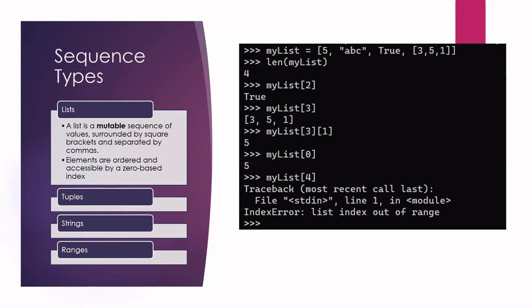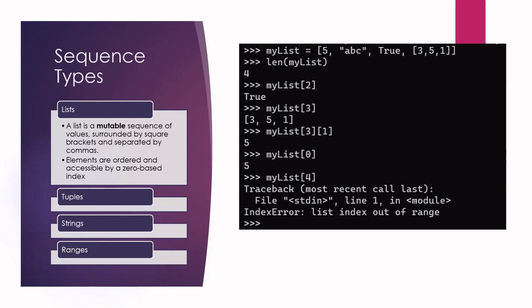Now, len will give you the size. You can access any element using the index. If that element is a sequence in itself, then you can add another index. This part will be replaced by that list, and then you're just accessing that list, like element one in that list. Now, if you try to go outside the range, you will get an error, so there is no surprise there.